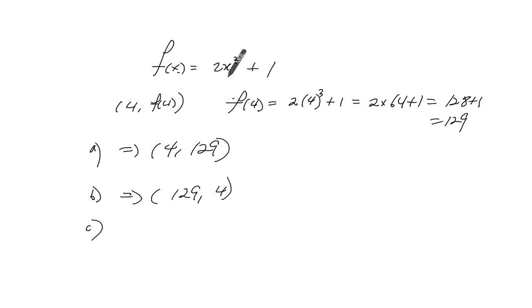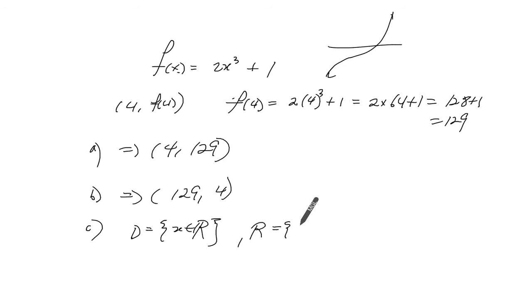Find the domain and range of f. Okay, this is a polynomial function. The domain is going to be x, all real numbers. The cubic function starts from a really negative value and goes all the way up. So it actually contains all real values for y as well. So domain and range both are the entire set of the real numbers.